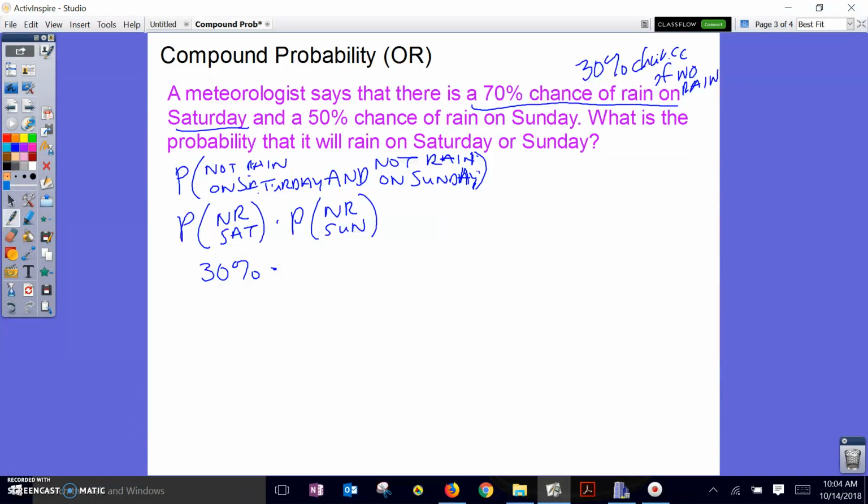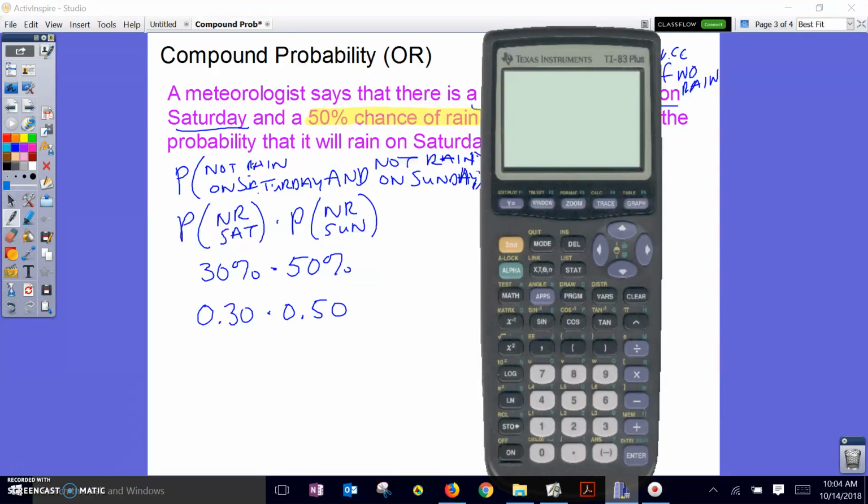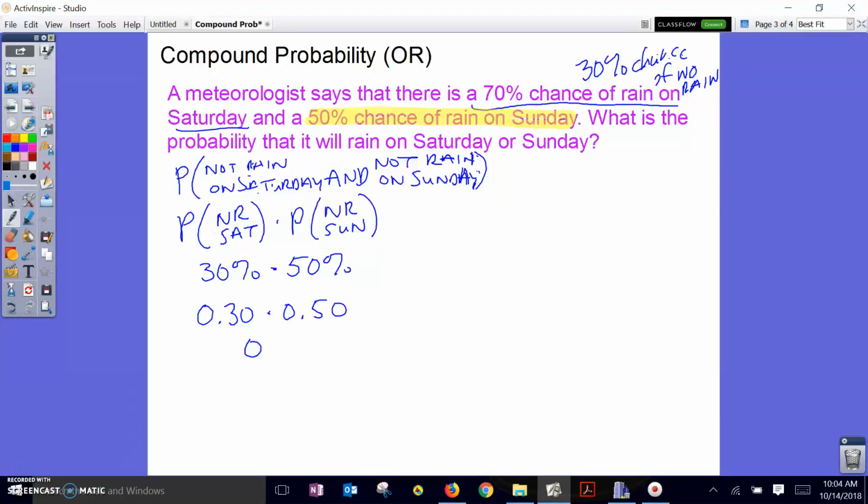The probability of no rain on Sunday, well, if there's a 50% chance that it's going to rain, that means there's a 50% chance that it won't rain. Now, in order to calculate this, I need to convert these percentages over to decimals. So 30% is 0.30, 50% is 0.50. And now I can calculate the probability that it will not rain on Saturday and not rain on Sunday. And that is 0.15, or 15%.